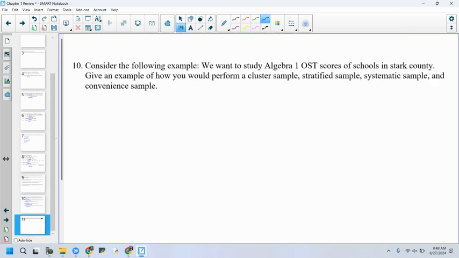And our last one here. Consider the following example. We want to study Algebra 1 OST scores of schools in Stark County. Give an example how you would perform a cluster sample, stratified sample, systematic sample, and then convenience sample.